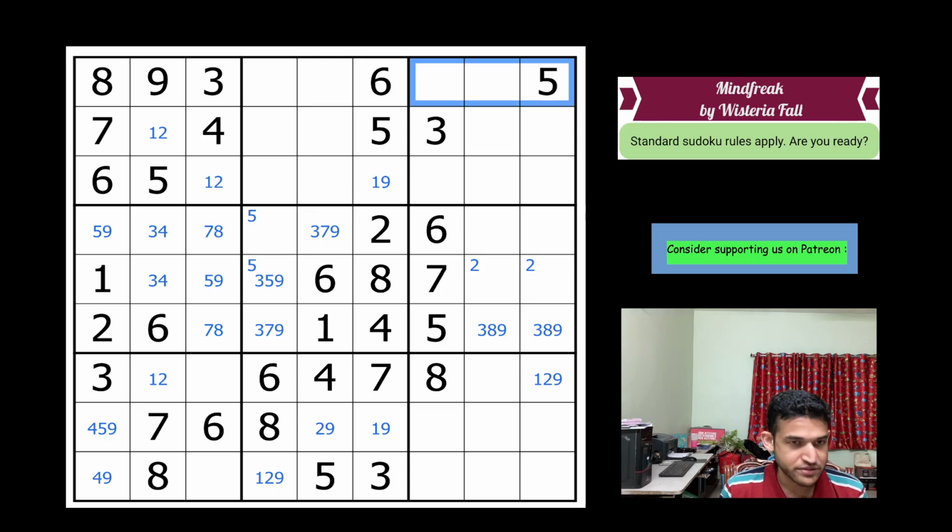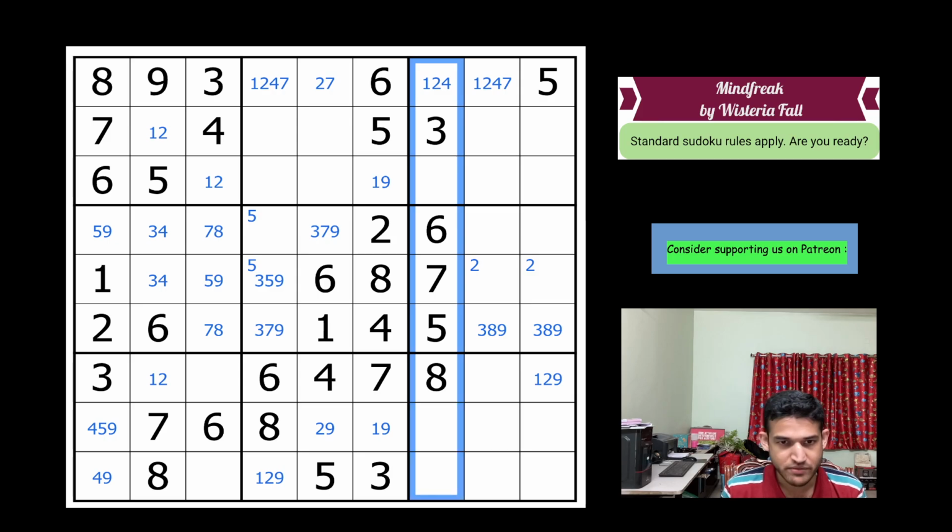So let's quickly fill in these vacant areas. 3, 8, 9, 5, and 6 is in row 1. So 1, 2, 4, and 7. This will be 2, 7. And these cells will be 1, 2, 4, and 7. You can't have 7 in here. Now let's look along column 7, scan a bit. 3, 5, 6, 7, 8. So these will be 1, 2, 4, and 9. I just removed the digits from here.